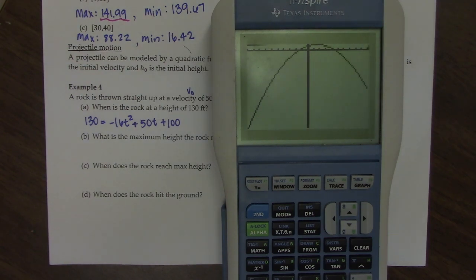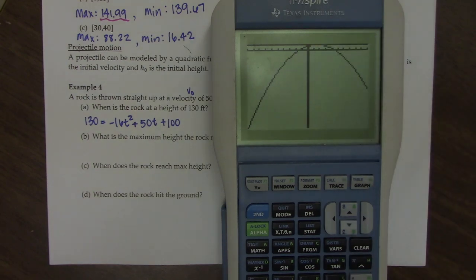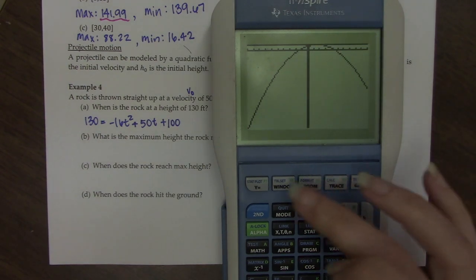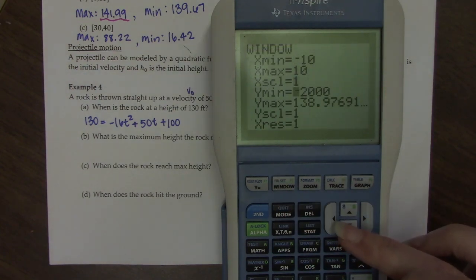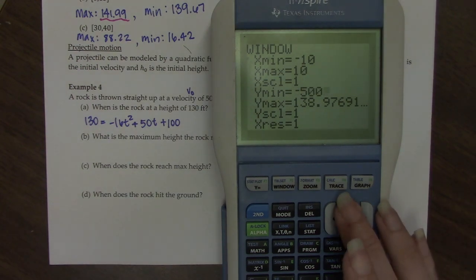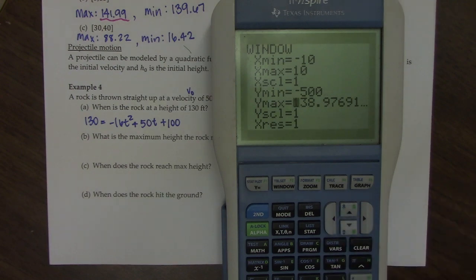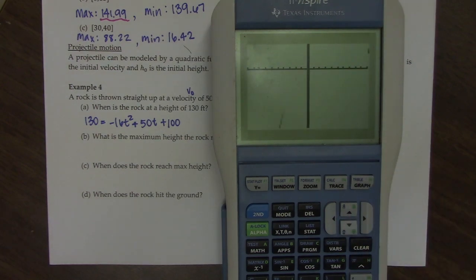So we can see the curve goes up, right, down, and that 130 is way at the top. I can't really see it too well. So I can go into my window on the y values and see it's got y down at like negative 2000. We don't really need to go down that far. We'll take it down to like negative 500. And it's got our y max only going up to 138. So why don't we take that up to like 200 and graph it again so we can get a little bit clearer picture here.